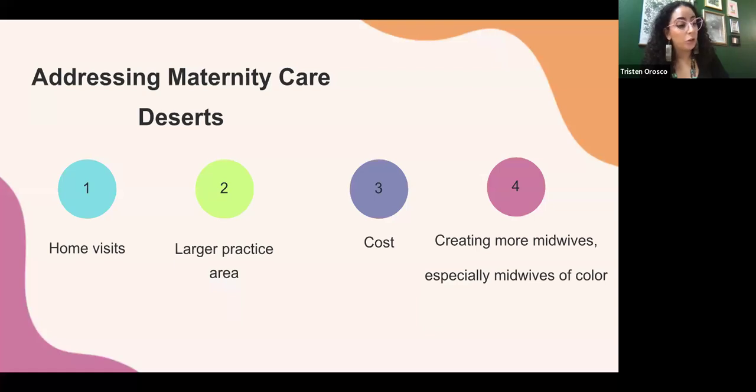Number 2, a larger practice area. We surveyed a few midwives in our area, and it seems that their radius is anywhere from 1 to 2 hours. So midwives are traveling pretty much wherever they are desired to meet clients where they are at. This allows for us to address maternity care deserts.